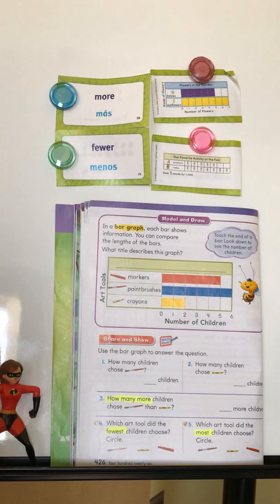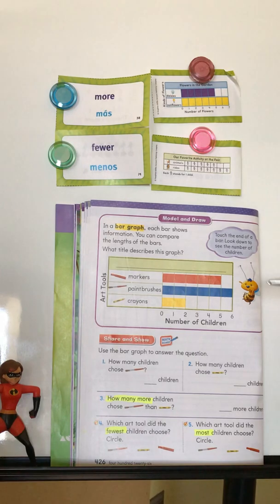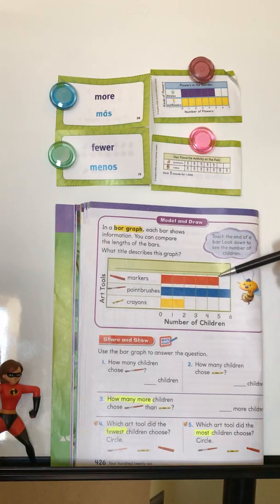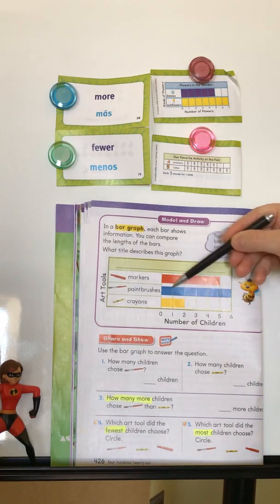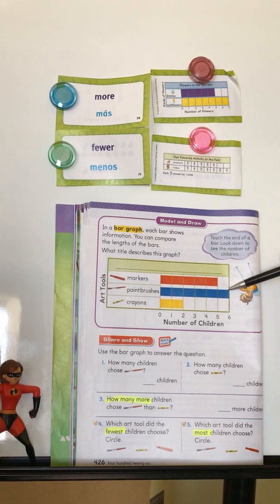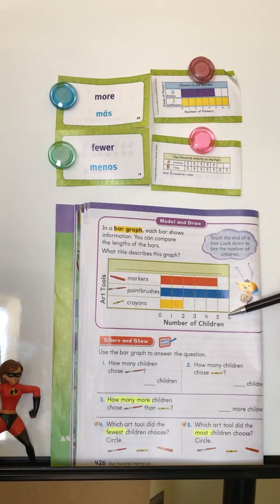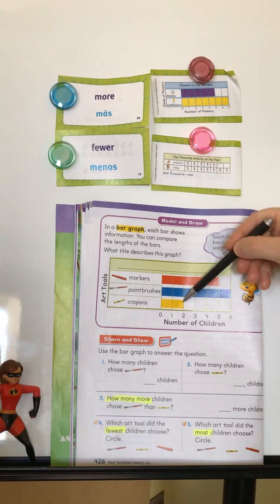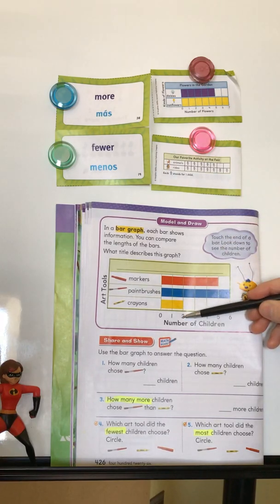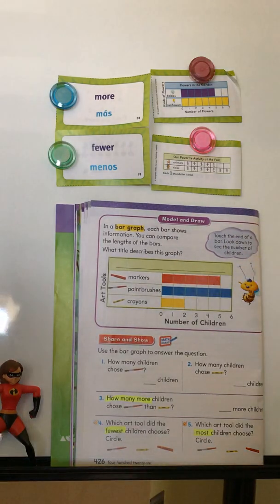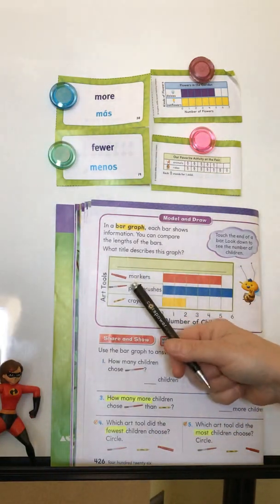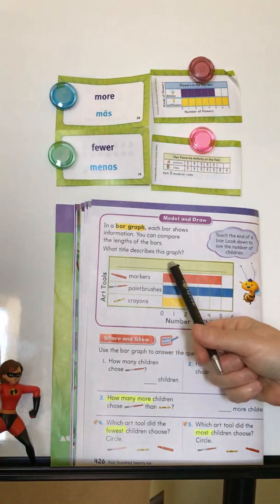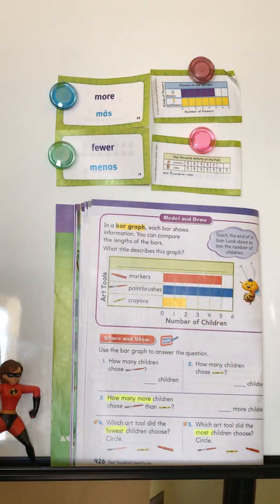To find out how many for each, you can just go to the end of the bar and follow the line down, and you can see 5. So there are 5 markers. Go to the end of the blue bar for paintbrushes, and you can see there are 6. And all the way to the end of the bar for crayons, and you can see it's 2. Okay, so a good title for this graph might be tools used to color or draw. You could write that if you'd like.